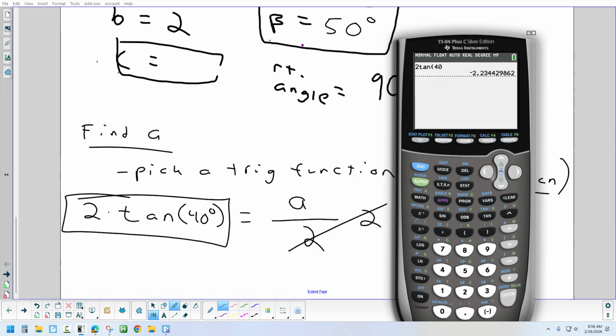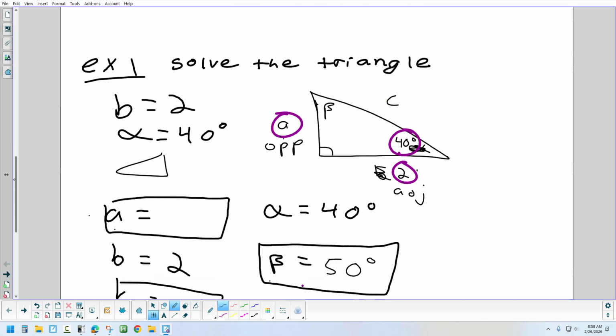Every problem we do today is degrees. So change it to degrees and type in 2 tan 40. I'm not saying every problem on the test for the whole week is in degrees, because we did radians earlier in the week. But for the problems you learned today, these kinds of problems will always be degrees. And that's it, 1.678. So that is the length of A.